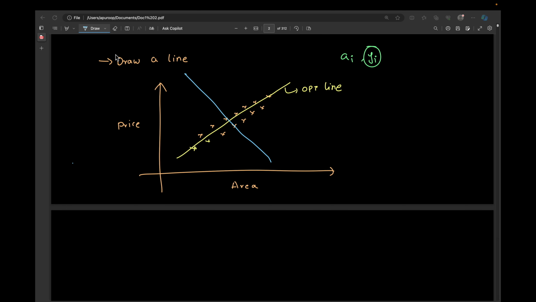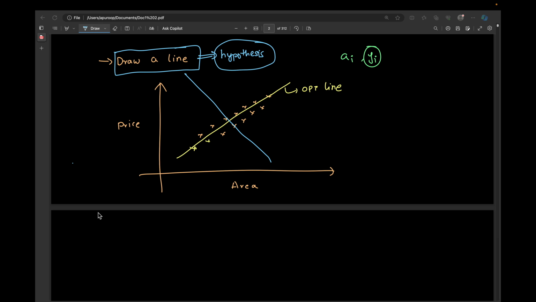So first of all, as I said, we are asking the machine to draw some line, right? So this is our hypothesis. Whatever we tell the model initially is simply our hypothesis. And what is our hypothesis in the case of linear regression? We are asking the model to draw some line. And initially, it might draw some line like this.